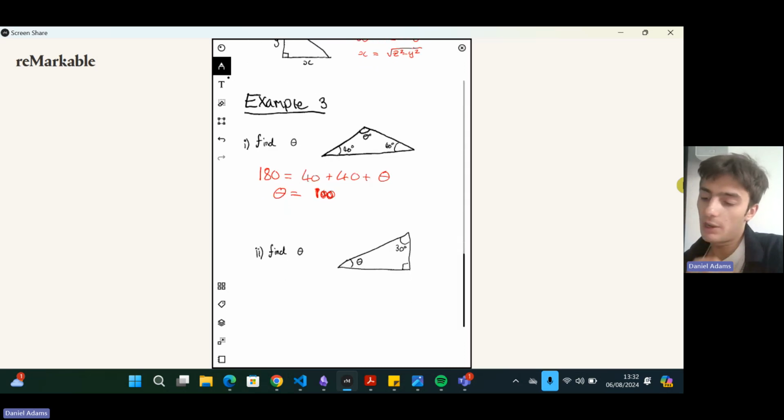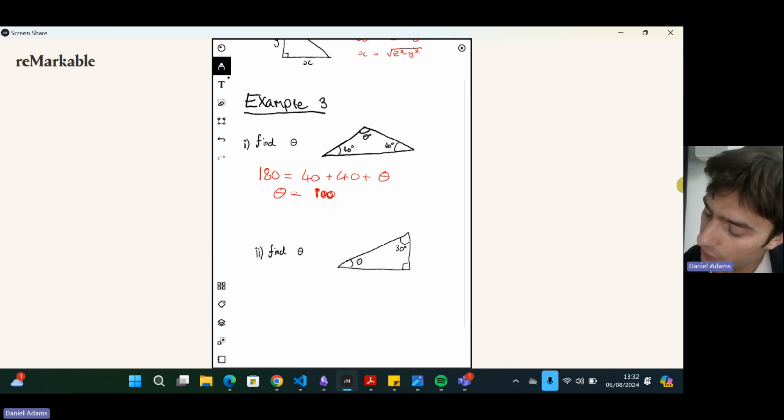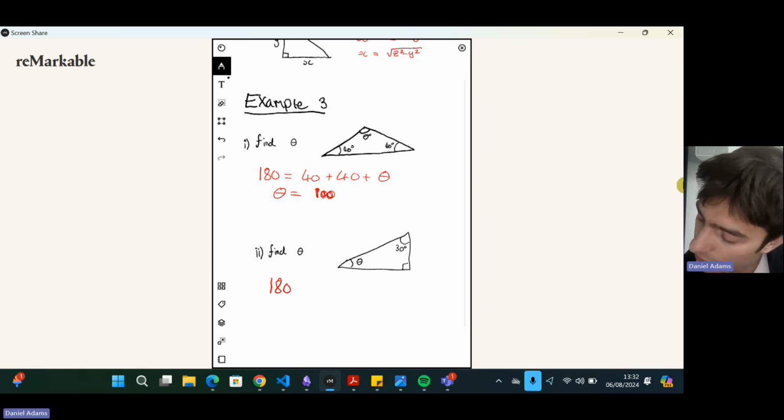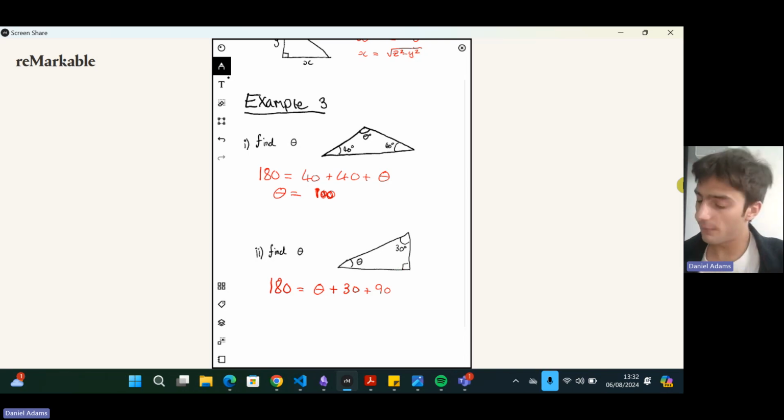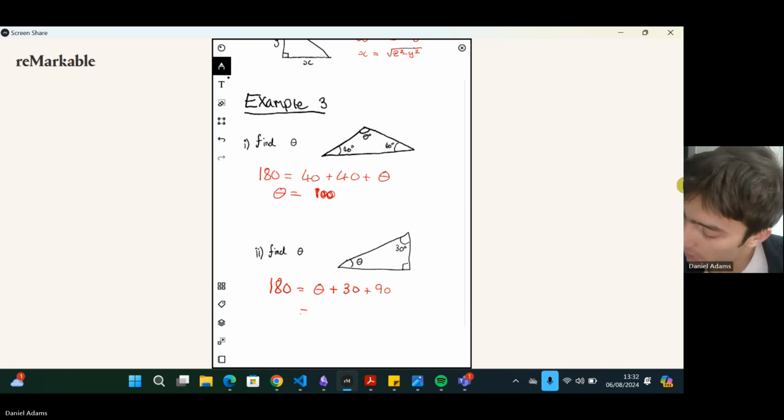And then for part II of this question, we're given a right angle triangle, and we're told to find theta. So again, we know the sum of the interior angles is 180. So 180 is equal to the interior angles, which is theta plus 30 plus 90, because remember, these perpendicular lines mean you have a 90 degree angle. So if we take away 120 from both sides of the equation, we're left with theta is equal to 60. And that would be the final answer.